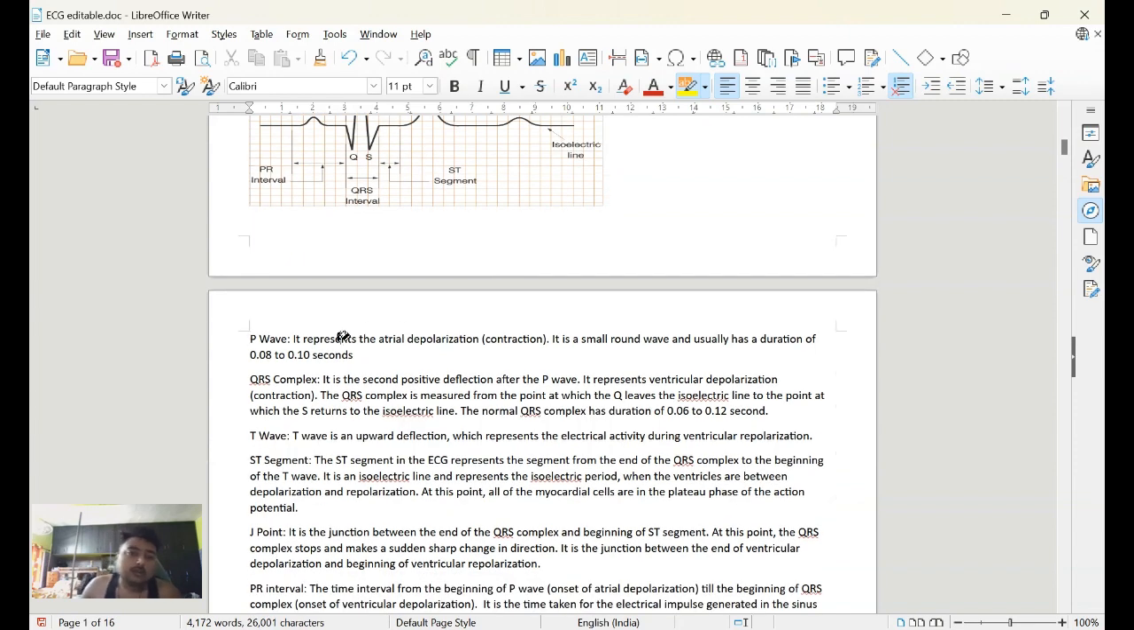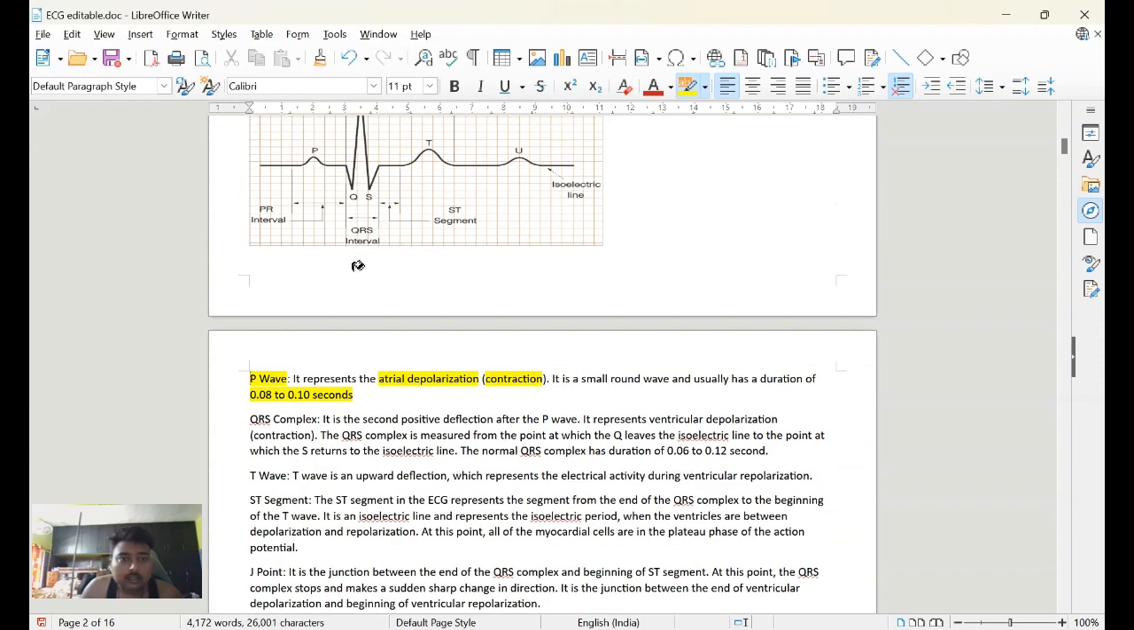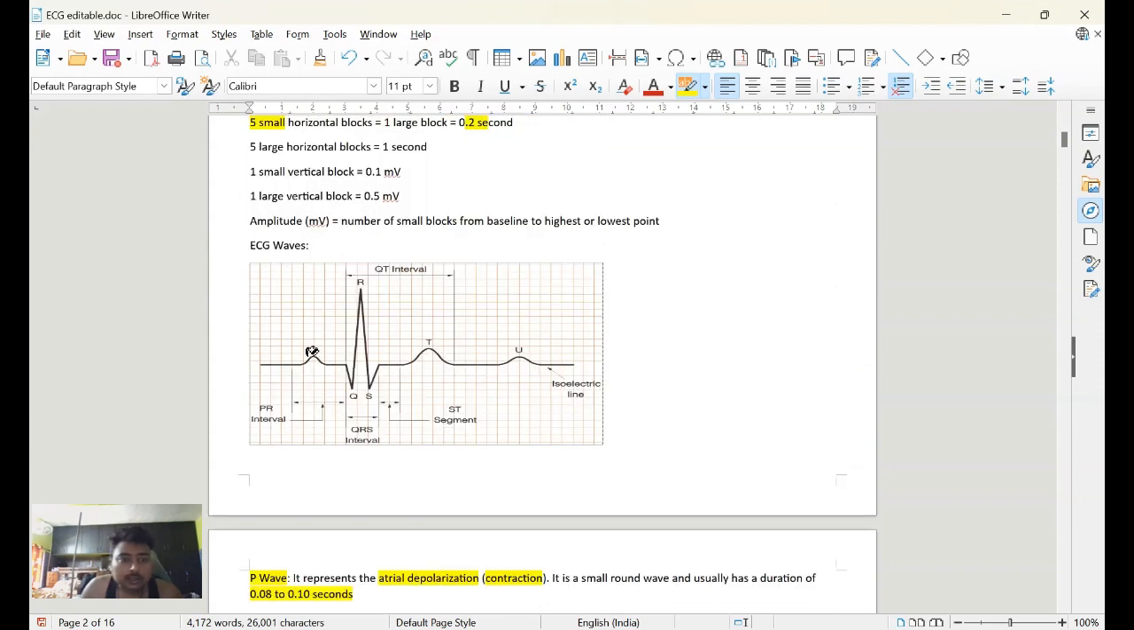Now we learn about the waves. The P wave is used for atrial depolarization, or the contraction of the atria of the heart. It is a small round wave and usually has a duration of 0.08 to 0.10 seconds.